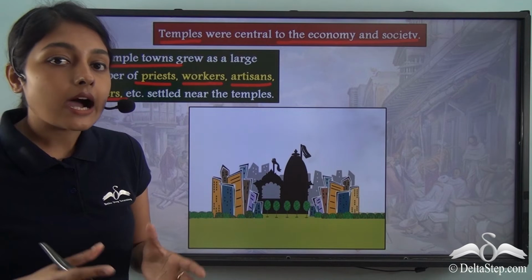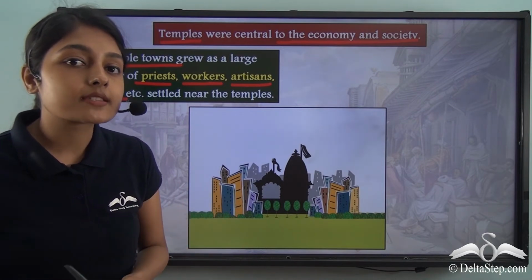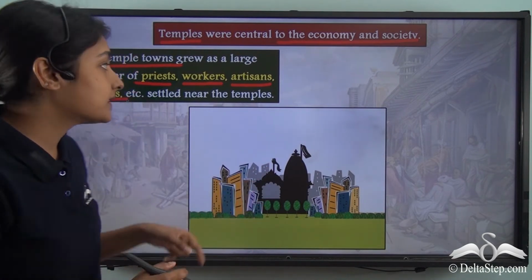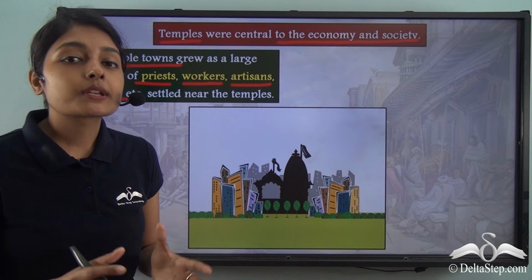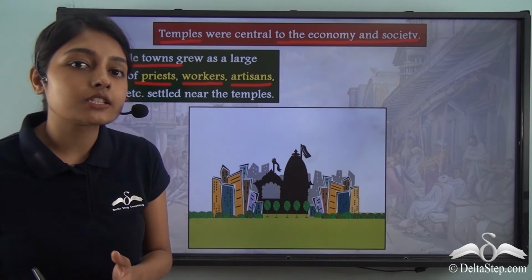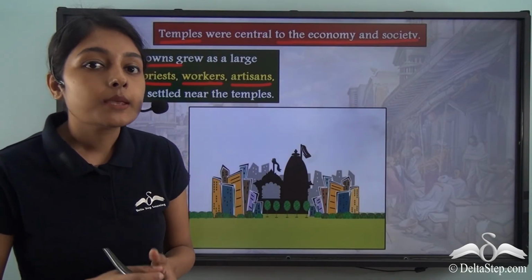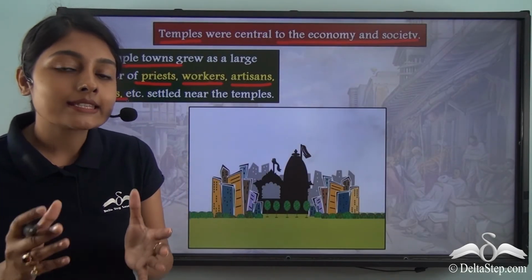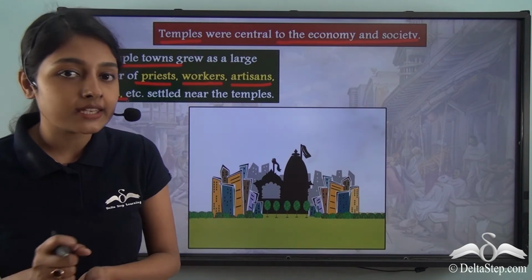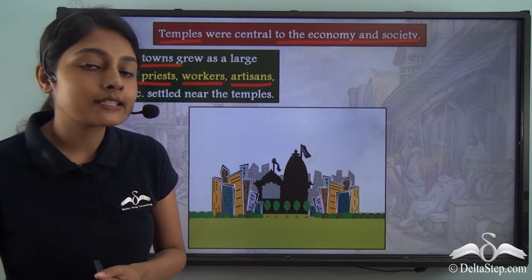Artisans were required to produce various kinds of goods, to produce various pieces of art, which were in turn required by the people. And along with them, traders were required, because without traders, the economy of any given kingdom or territory will falter. Traders perform trade, they sell and buy goods, and in this way they keep intact the economy of any kingdom or territory. So together, people of various professions started staying in temple towns.